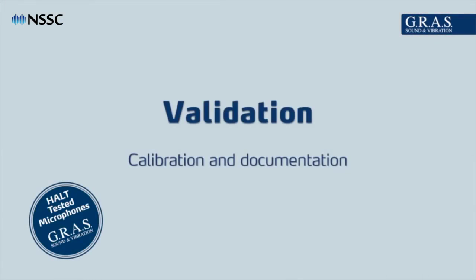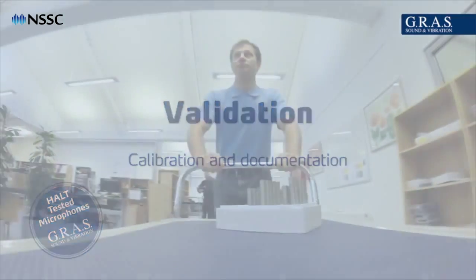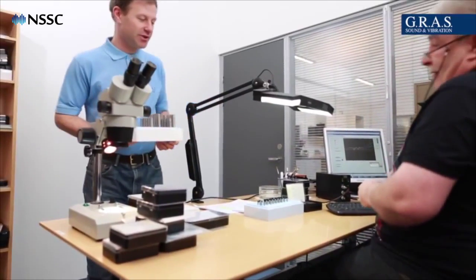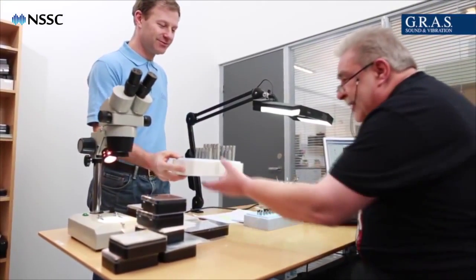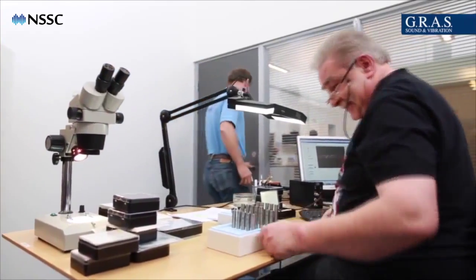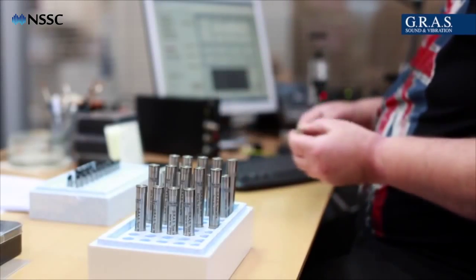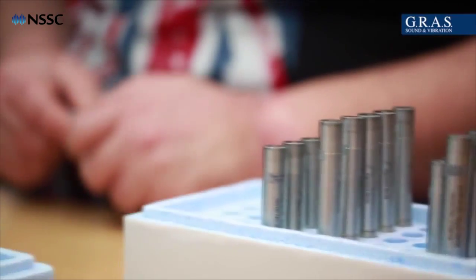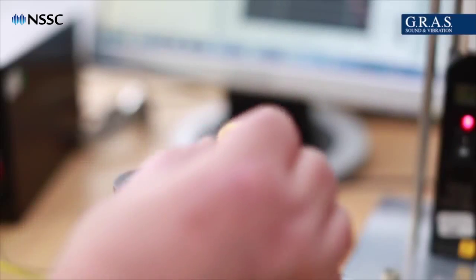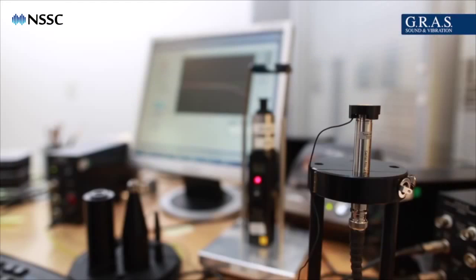To monitor and document the effects of the microphone HALT tests, the microphones are validated thoroughly. Each microphone is mechanically inspected and calibrated for sensitivity and frequency before and after every test cycle. All this data is analyzed by our R&D team, and any corrections are made to ensure that the G.R.A.S microphone is of the same high quality that our customers rely on in their daily work.